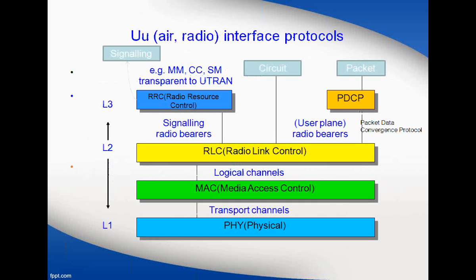So typically speaking, it is going to do the same functionalities of a normal physical and data link layer, but it is altogether going to be IP based. So here you have your physical, you have your media access control, and you have the RLC. Why do we always talk about the RLC and RRC in the case of UMTS?